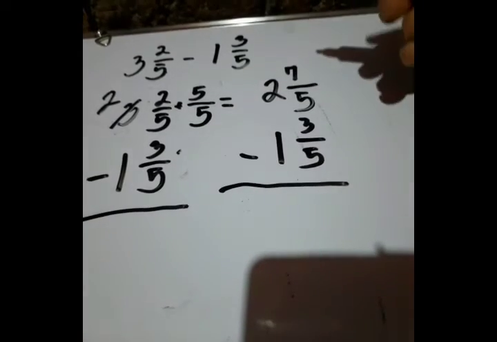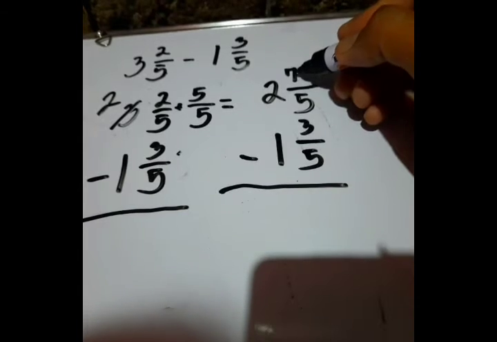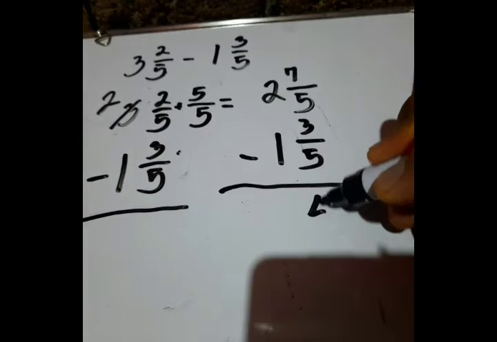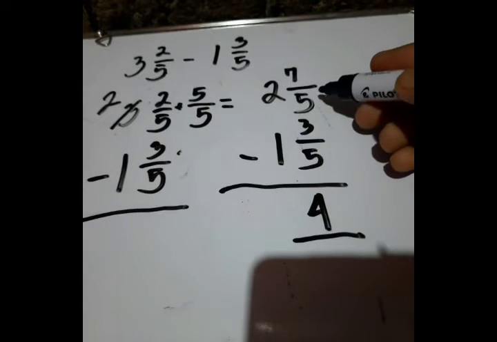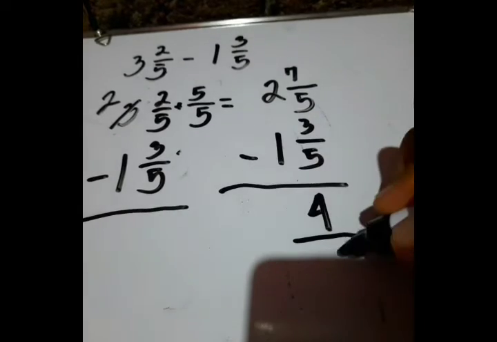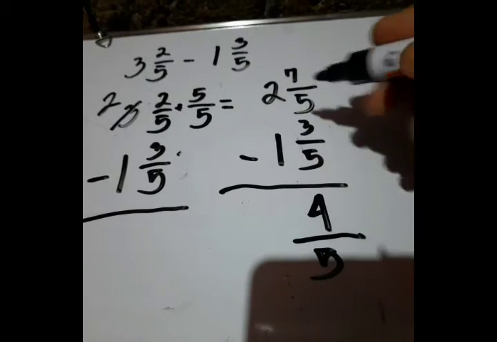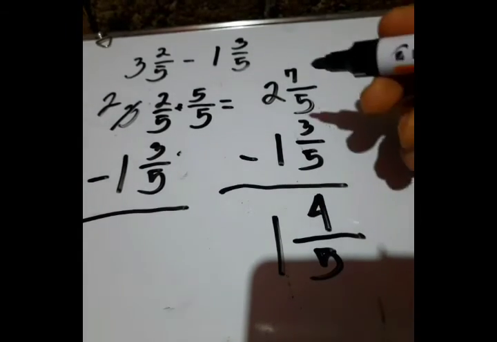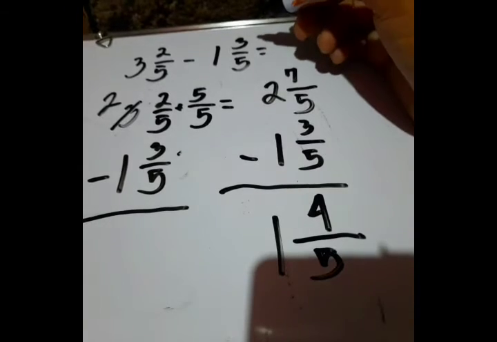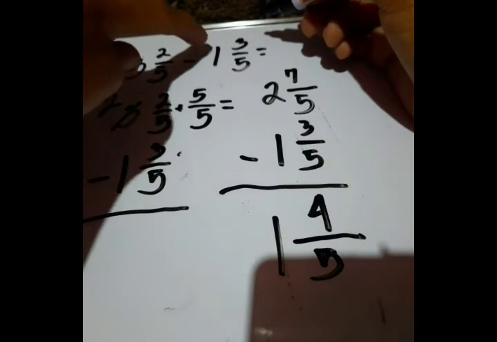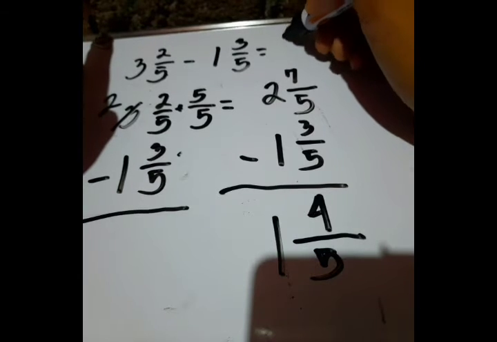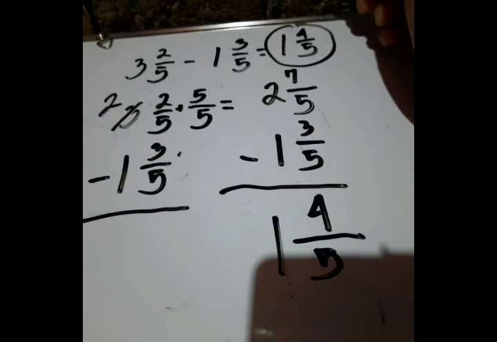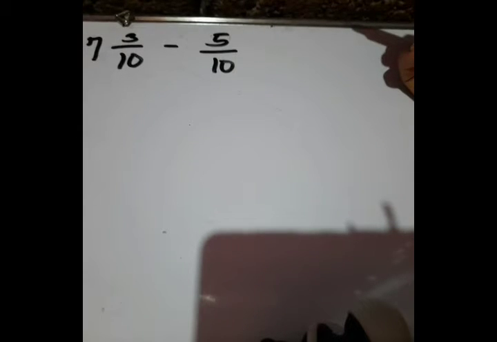So we have 7 minus 3 is equal to 4. So we will just copy the denominator, which is 5. And then 2 minus 1 is equal to 1. Okay, so we now have 3 and 2/5 minus 1 and 3/5 is equal to 1 and 4/5. There. Okay, so let's try this one.